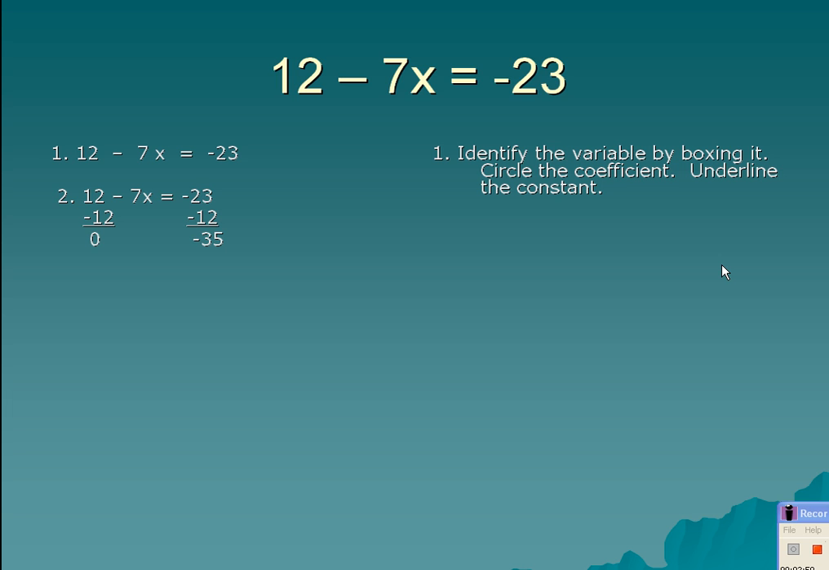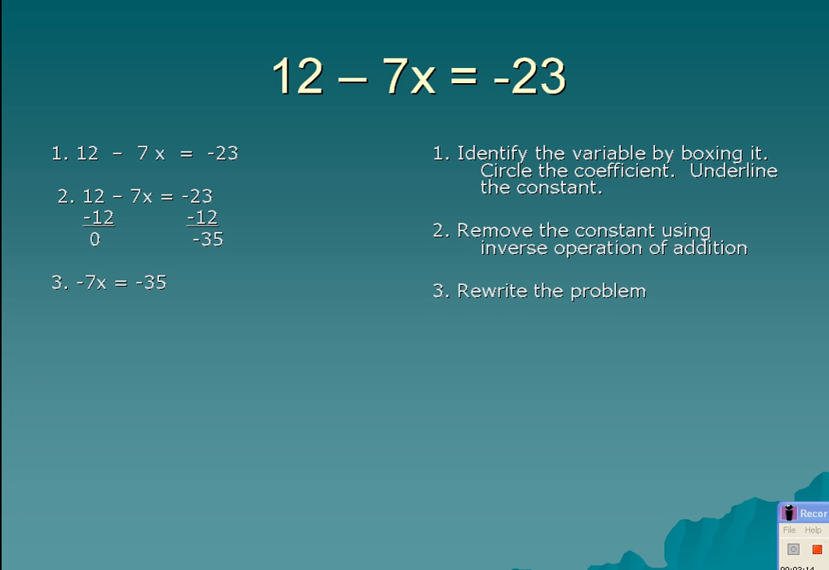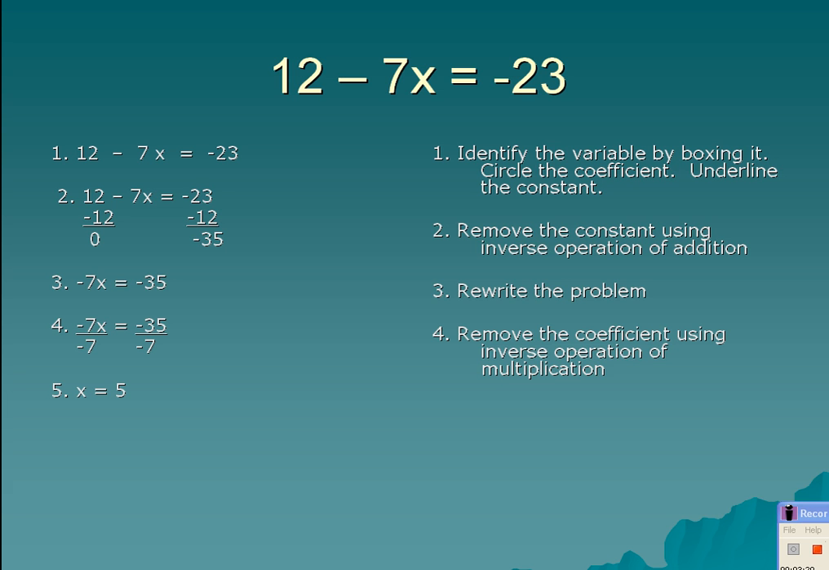Our second step is to remove the constant using the inverse operation of addition. So we subtract 12 on both sides. We should end up with negative 7x equals negative 35. After we rewrite the problem, our next step will be to remove the coefficient using the inverse operation of multiplication. So dividing negative 7 on both sides should get me x equals 5.